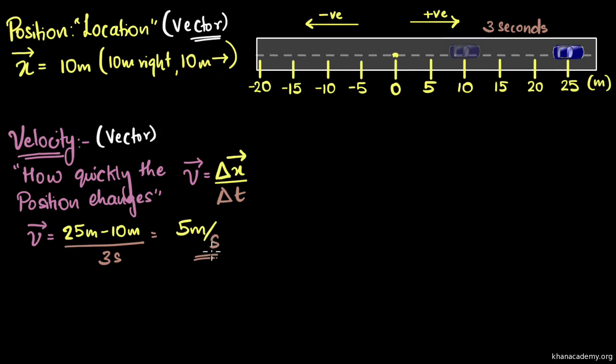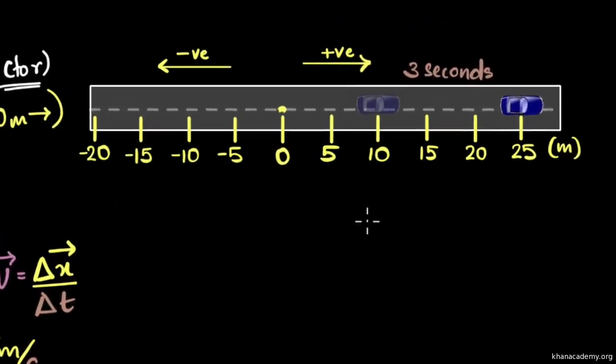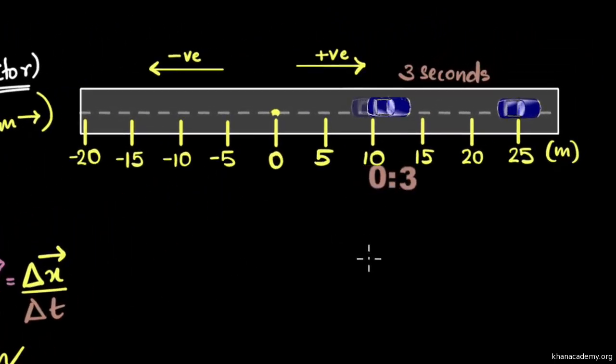5 meters per second. It says that if the car was traveling at a constant rate, it would change its position 5 meters to the right every second. So if I could see an animation of it, this is what it would look like. So in the first second, look, it changed by 5. In the next second, it changed again by 5 to the right.